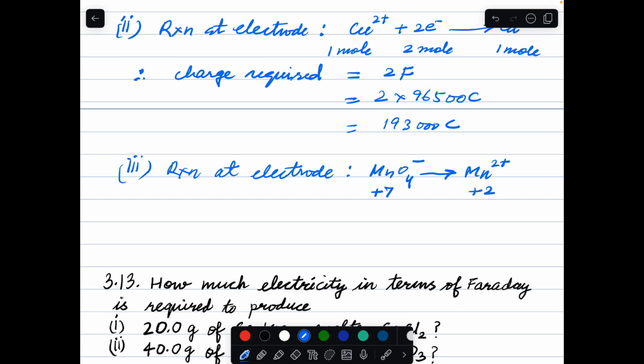So the same idea we can rewrite in a simplified way: manganese ion with 7 unit positive charge will take 5 electrons to get Mn2+ ion. Okay, so just a moment.